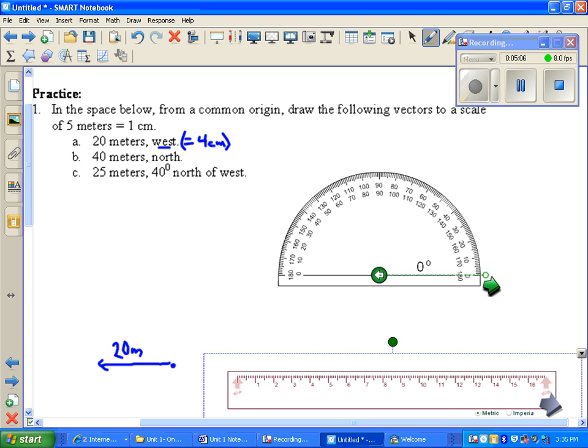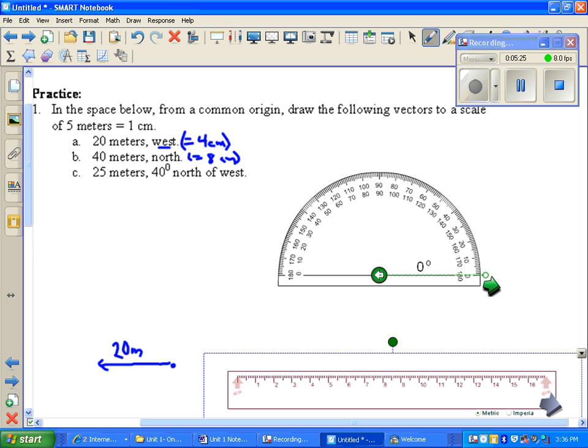The next one's 40 meters north. So I know I'm going to have to go up. Again, my scale is 5 to 1, so 40 meters is going to be 8 centimeters long. You'll notice that vector B is twice as long as vector A, 40 meters instead of 20. So on my scale, it's going to be twice as long, 8 instead of 4.